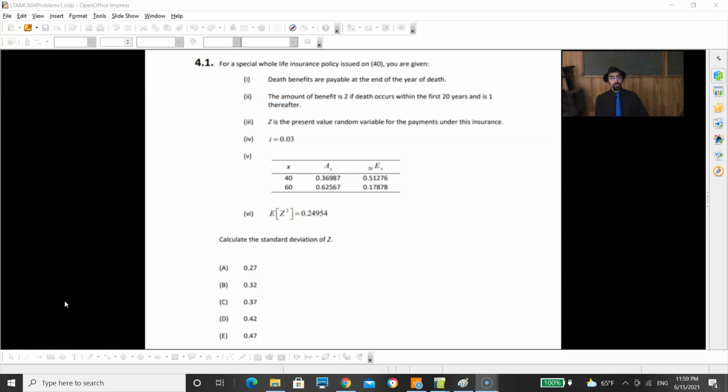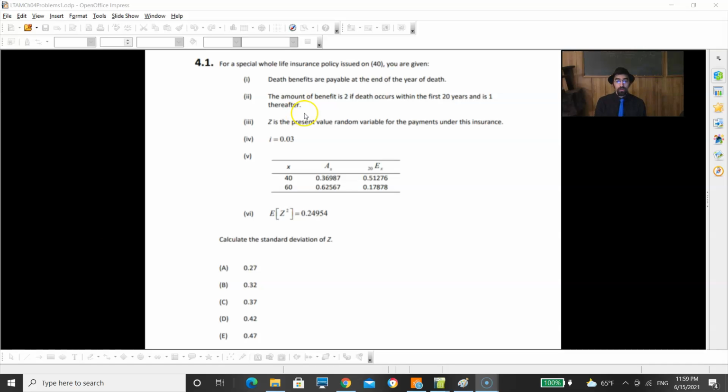So, 4.1 talks about a special whole life insurance policy issued on a 40-year-old, and you're given that death benefits are payable at the end of the year of death. The amount of benefit is 2 if the death occurs within the first 20 years and 1 thereafter. They give you Z as the present value of payments under the insurance. They give you i, and they give you the expectation of Z squared. And you want the standard deviation of Z.